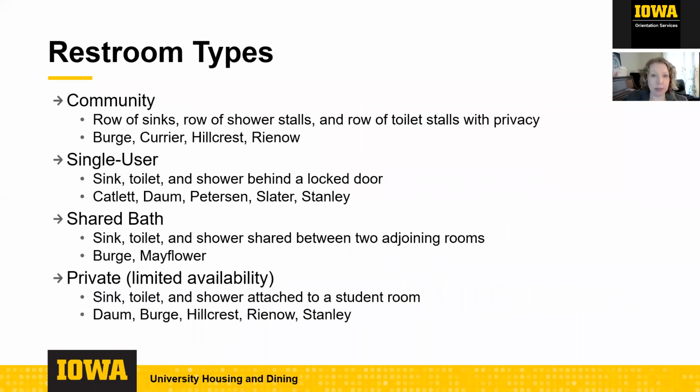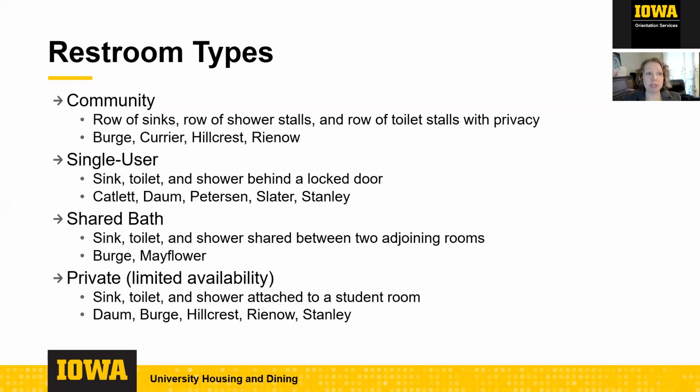Now, talking a little bit about restroom types, this is available on our website, and we have several different styles of restrooms. One is our community style, and that offers you a row of sinks, a row of shower stalls, and a row of toilet stalls, all with privacy. Those are primarily found in Burge, Courier, Hillcrest, and Reno halls. We have single user restrooms, which is a sink, a toilet, and a shower all behind a locked door. And those are available in Catlett, Dom, Peterson, Slater, and Stanley halls.